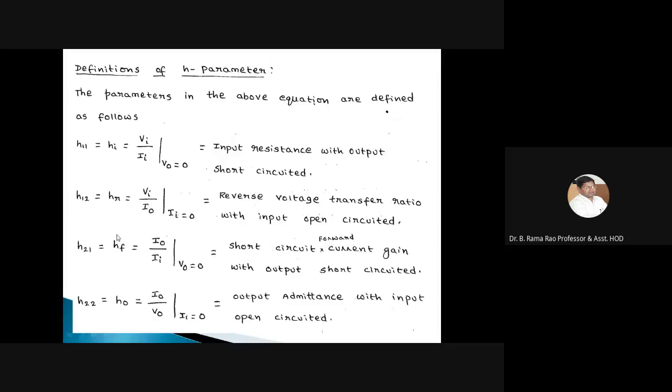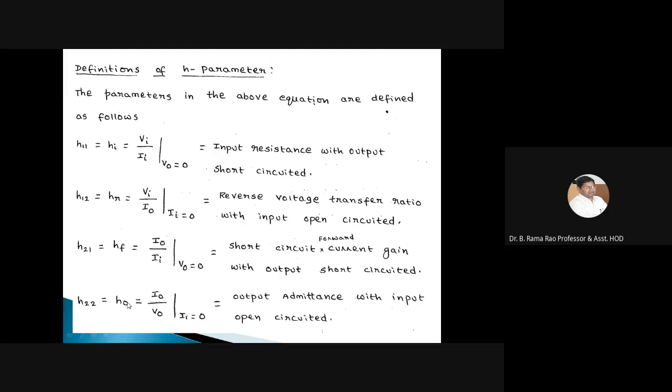This is denoted by r. This is the current gain, as it is I naught by Ii. That's why simply we can say it is a current gain or forward current gain. Forward means direct current gain. This is the output current by input voltage. Voltage by current is the impedance, so this is nothing but the reciprocal of impedance, which we call admittance. Both are output parameters, that's why it is called ho.